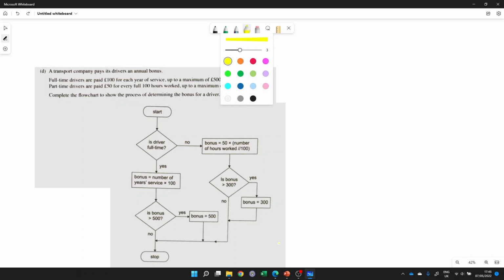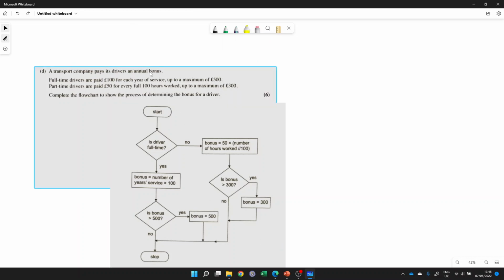So it says a transport company pays its drivers an annual bonus. That'd be nice. That means extra money every year. Full-time drivers are paid £100 for each year of service. That means how many years they've worked, up to a maximum of £500. Part-time drivers are paid £50 for every full 100 hours worked, up to a maximum of 300. And we've got to complete a flowchart.